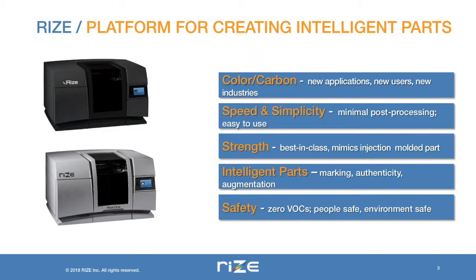One of the other capabilities of RISE is producing intelligent parts, and we do this using the marking capability, which allows you to apply barcodes and QR codes and various other markings that can connect parts to digital locations or digital information. And finally, some of the material properties of Rysium make it much safer than many of the other 3D printing polymers that you would encounter.